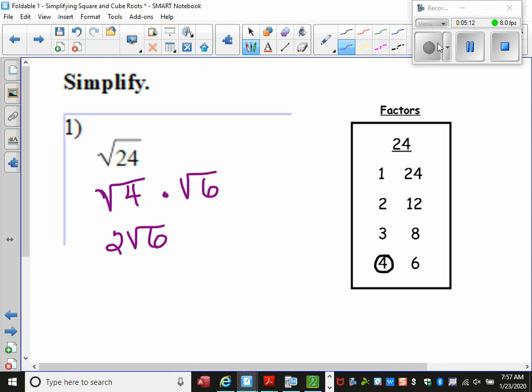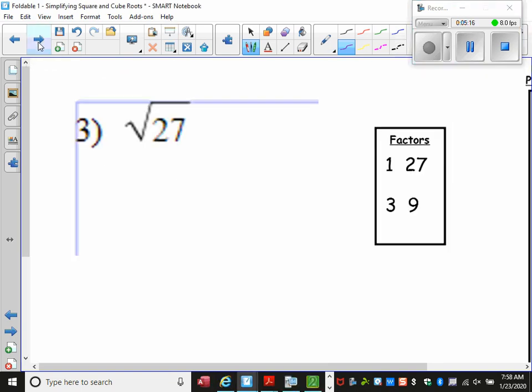All right, next question. Here we are with 27. So 1 times 27 gives us 27, and 3 times 9 gives us 27. So obviously 9 is the largest perfect square as a factor of 27.